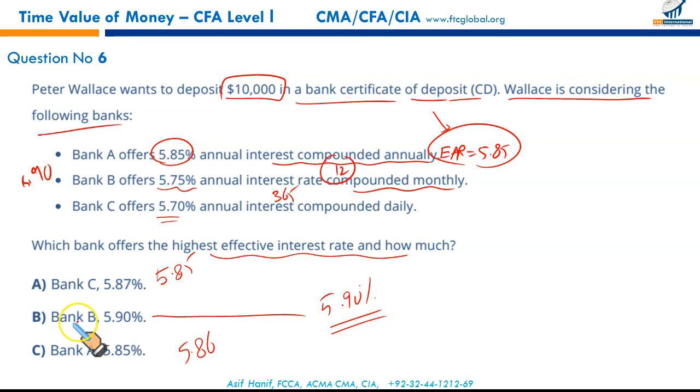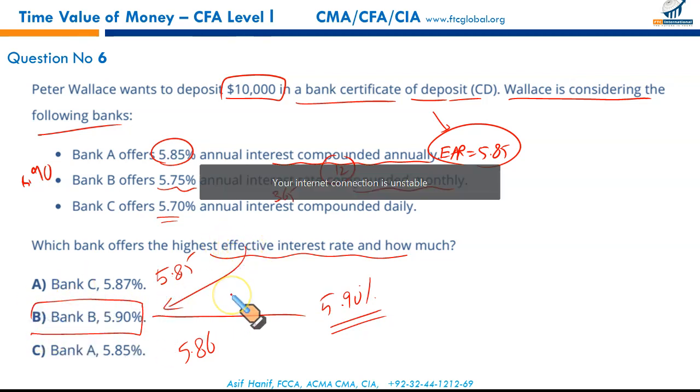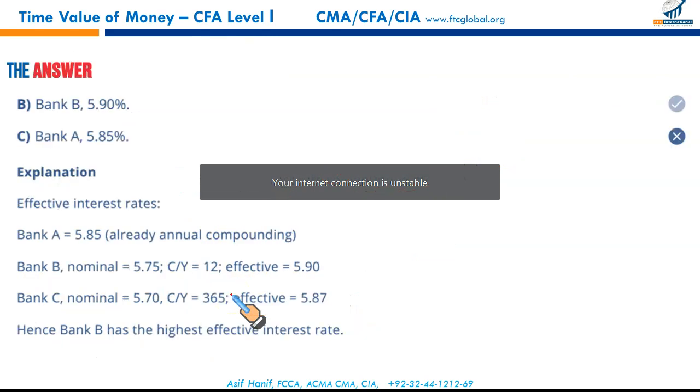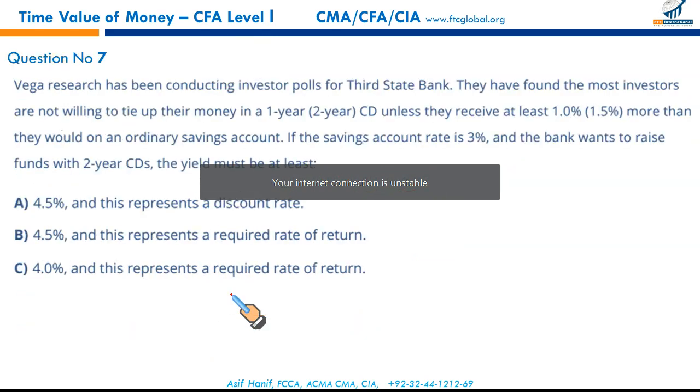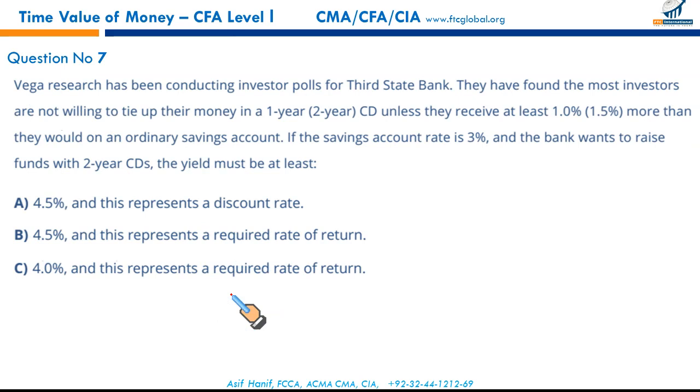Right, even if it is 5 basis points, this is the one that we are going to go for. The highest effective rate is being offered by Bank B, so that makes B the correct option. Okay, moving on.